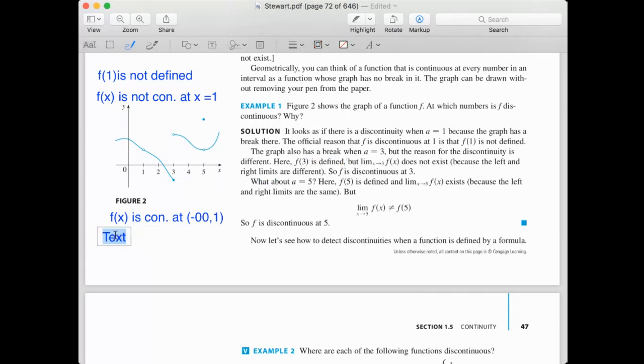Also I use open interval notation. f of x is also continuous from 1 to 3, excluding 1 and excluding 3, in the interval of 1 up to 3, excluding those two points. If I want to include those two points, I would use brackets.